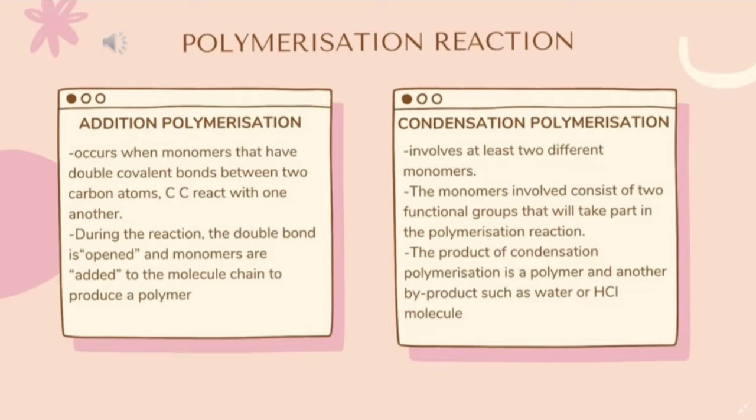Condensation polymerization involves at least two different monomers. The monomers involved consist of two functional groups that will take part in the polymerization reaction. The product of condensation polymerization is a polymer and another byproduct such as water or HCl molecule.